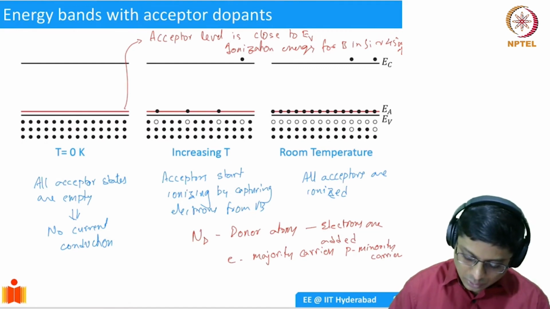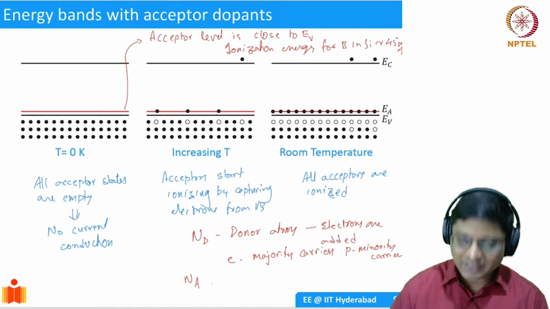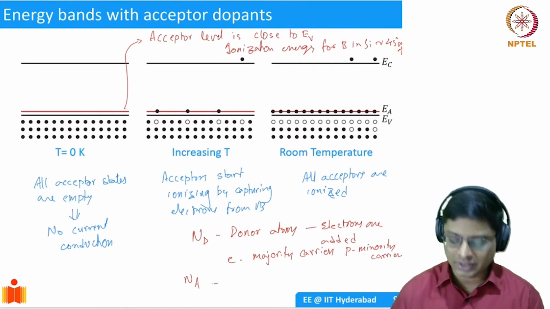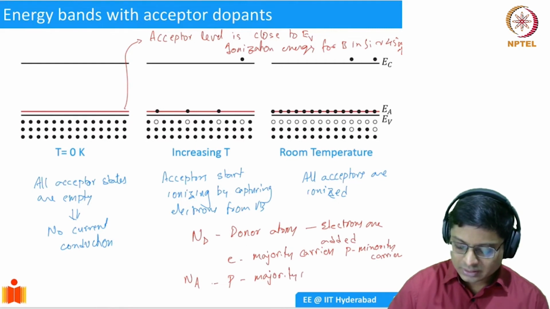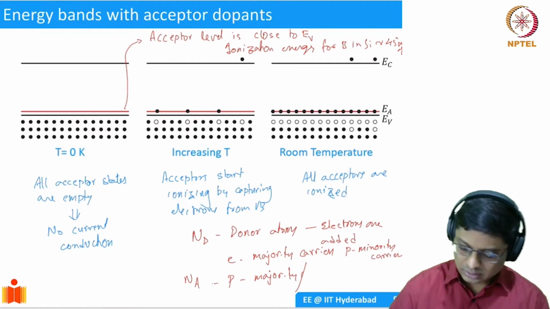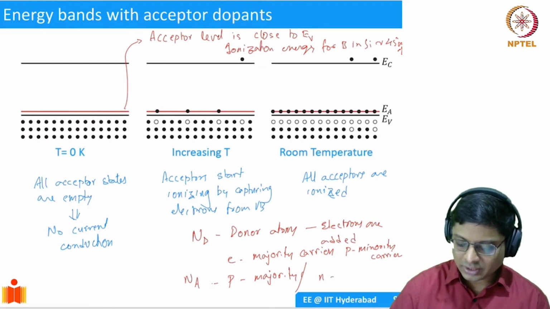And when you dope with acceptors, NA, you are adding more holes because you can control the number of acceptor ions in the lattice. So if you add more holes, you get holes as the majority carriers, and electrons, I should say n, n is the minority carrier.